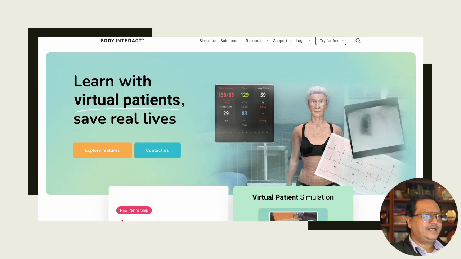This is Body Interact. These are virtual patients, and the idea is that it allows students to practice in a controlled environment. If you have access to a lot of patients, you may wonder why we need virtual patients, because we have plenty of patients and can just send students to interact with them. The downside is that it's hard to capture those interactions, so you don't have visibility into what mistakes the student is making or how well the student is performing.